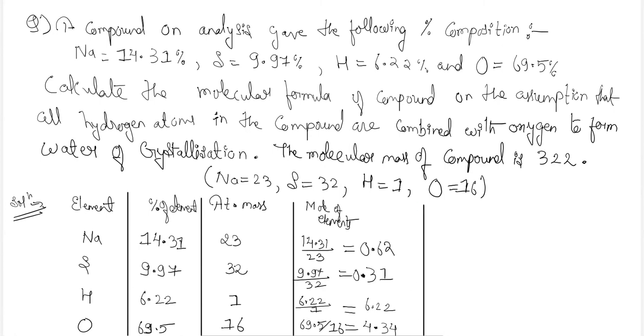Next, simplest whole number ratio. For simplest whole number ratio, we have to find out the smallest number. Smallest number is 0.31. So dividing all of the values by 0.31, we will get the simplest ratio or mole ratio. So here we will get 0.62 divided by 0.31.